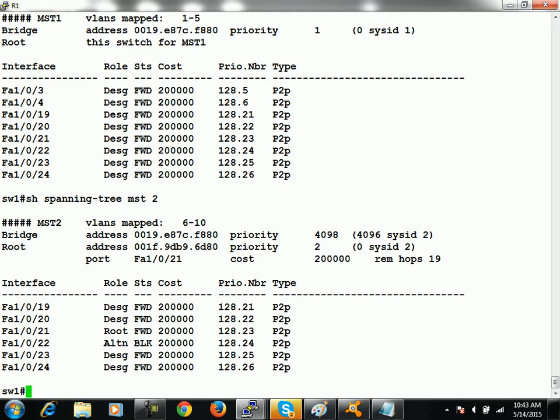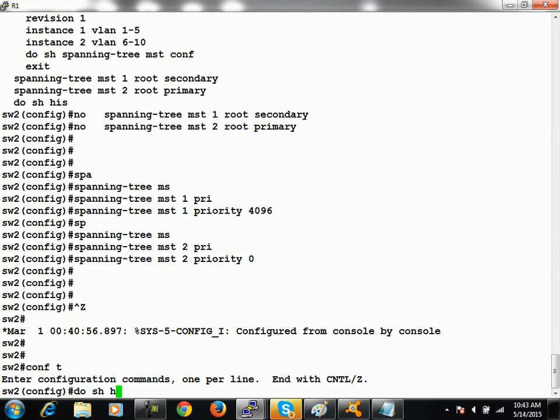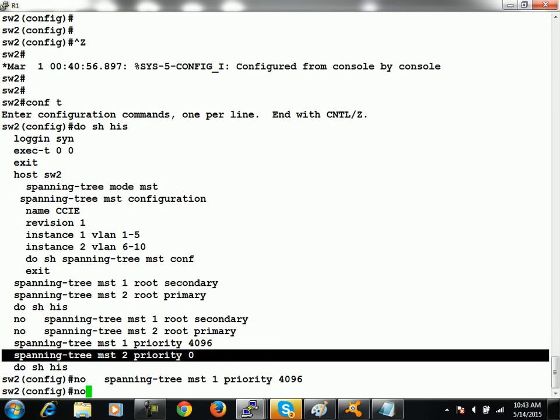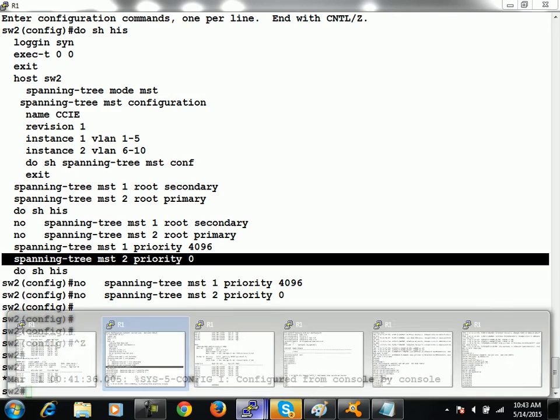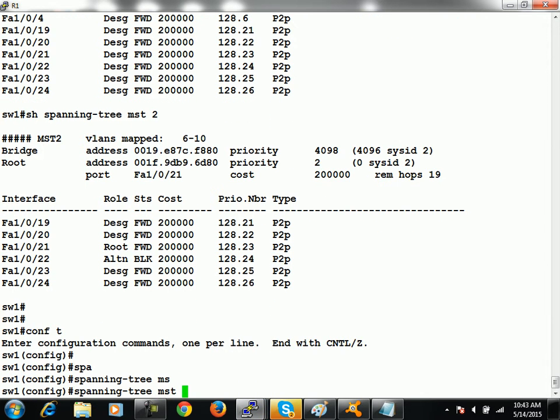After going through all these practicals, let's talk about RP election manipulation, how to manipulate RP election in MSTP. Fine. So let's do one thing. Let's move on switch 2 and do show history. No for instance 1 and no for instance 2 as well. And let's move on switch 1 and then say spanning tree MST1 priority 0, and MST2 priority 0 for both instances.